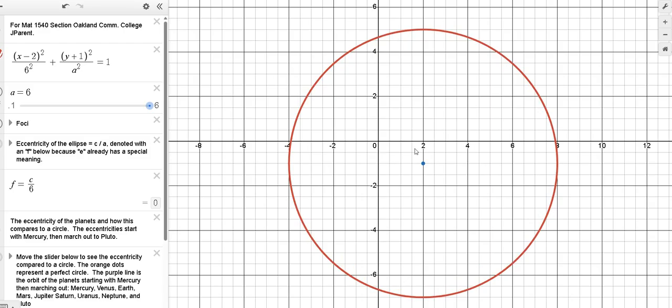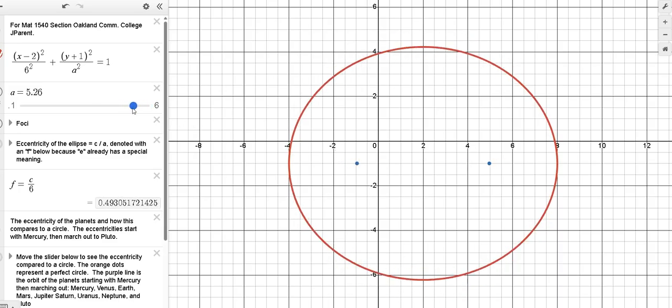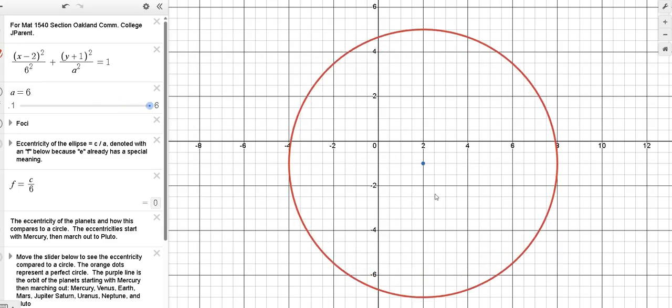That's now a circle. So a circle is really a special case of an ellipse. It's the case when both of these denominators happen to be the same. And those two foci points coalesce into one point, and that point is just the center of your circle. So that's an example of the eccentricity. You've got some other examples down here.